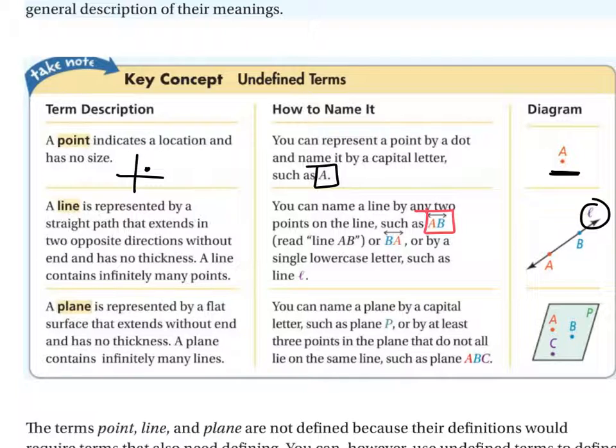Okay? All right. So to name planes, we would name them according to 3 points, 3 non-collinear points. For example, this plane, we could call it plane ABC. And you can look at the diagram and see that we have those 3 points, A, B, and C. They're not in the same line.